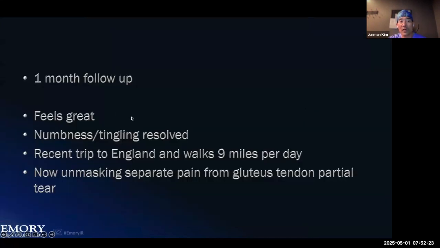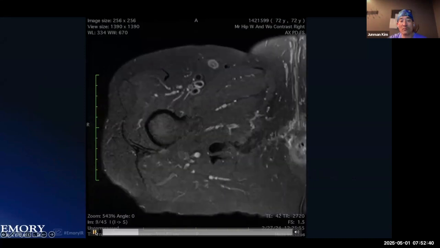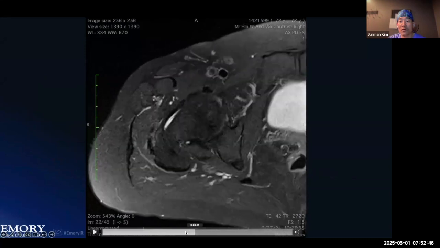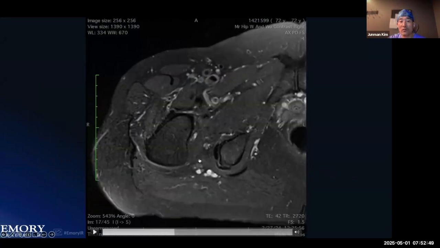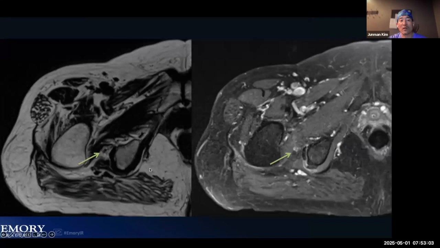At 1-month follow-up, the patient felt great, and the numbness and tingling resolved. The patient traveled abroad and walked 9 miles per day, which is like 12 kilometers. So I was so shocked when I saw this follow-up MR imaging. One second, I'll stop. I was so shocked that I really want to show you. Okay, so this is the sciatic nerve right here, and this is the residual tumor. It's almost gone, so no way this is going to cause a problem in the sciatic nerve. The patient did pretty well. This is the residual mass, and that's the sciatic nerve, far, far away.